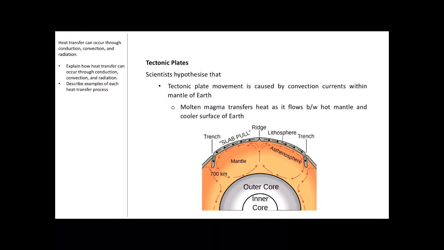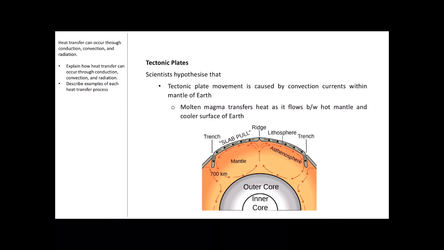Another example could be tectonic plates. Scientists hypothesize that tectonic plate movement is caused by convection currents flowing within the mantle of the Earth. So molten magma transfers heat as it flows between the really hot mantle and the cooler surface of the Earth. As the magma becomes warmer and warmer, it rises towards the surface of the Earth because its density will be less than cooler magma.